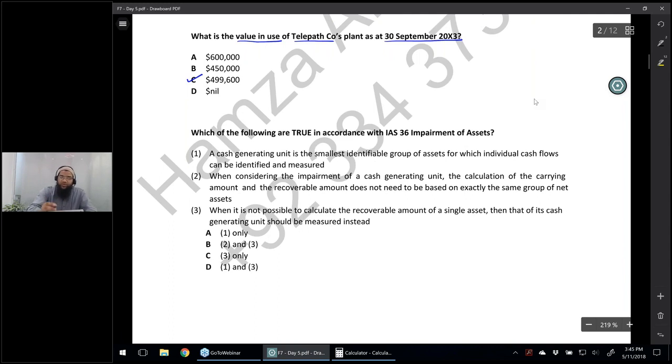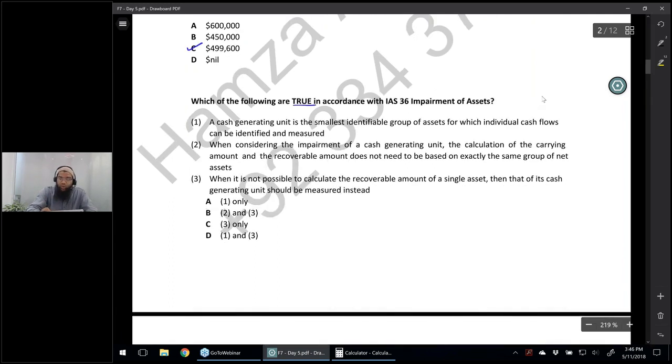Now, next question: which of the following are true in accordance with IAS 36 Impairment of Assets? So which of the following statements are true? A cash generating unit is the smallest identifiable group of assets for which individual cash flows can be identified and measured. Is this the definition of the cash generating unit?